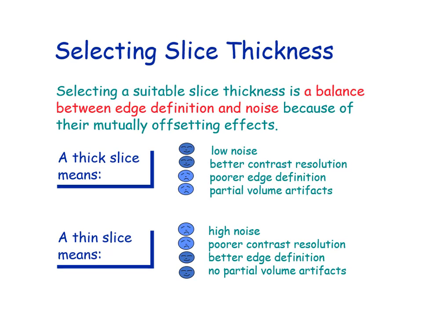Algorithms. A thick slice means low noise, better contrast resolution, poorer edge definition, and partial volume artifacts. A thin slice means high noise, poorer contrast resolution, better edge definition, and no partial volume artifacts. Selecting a suitable slice thickness is a balance between edge definition and noise because of their mutually offsetting effects.